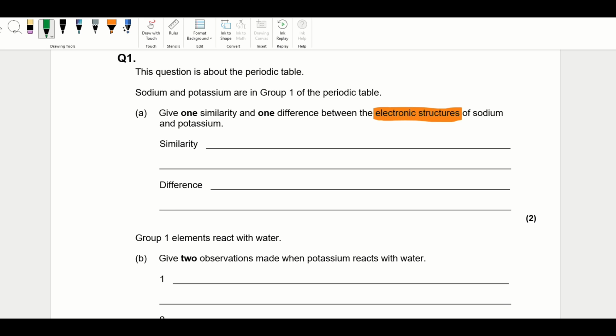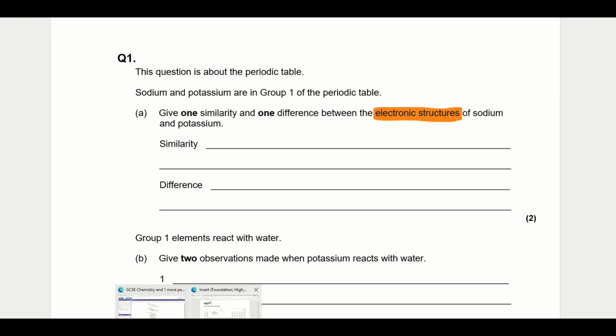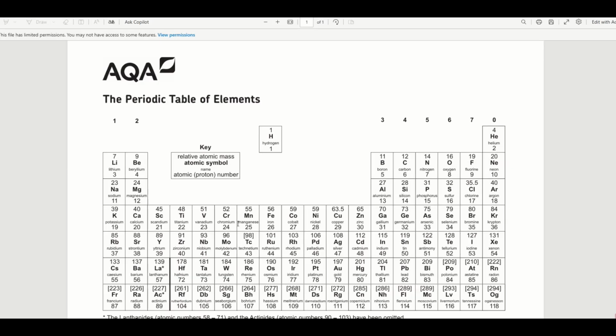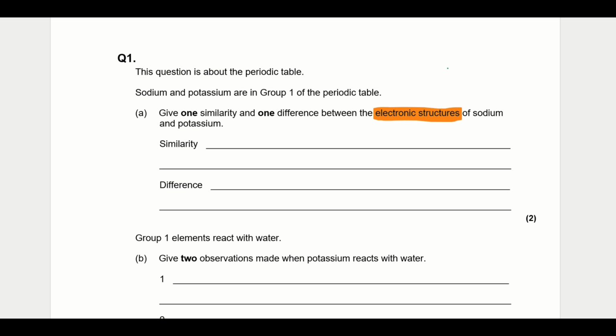So the first thing we need to realise is that these elements are both in group 1. If you take a quick look at your periodic table, you will recognise they're both in group 1 of the periodic table, and that is column 1, left hand side. So, similarity, they're both going to have one electron in the outer shell. So that's a nice easy one. If something was in group 2, they both have 2 in the outside shell. Now the difference, this is a little bit tricky.